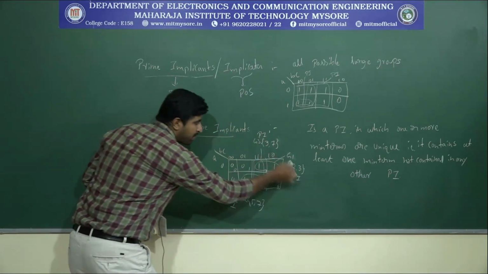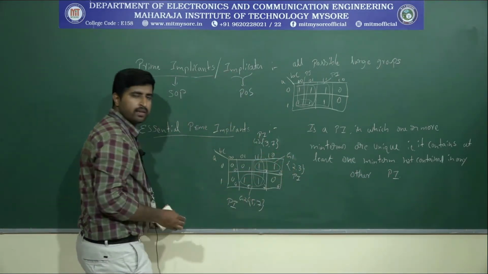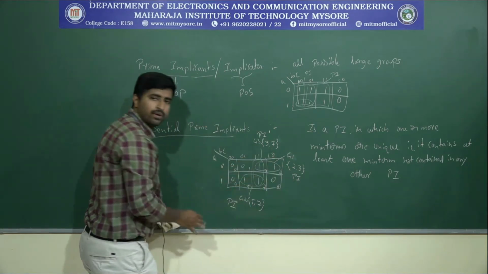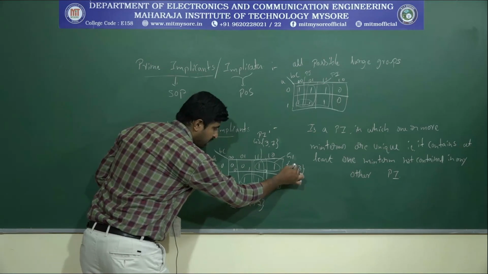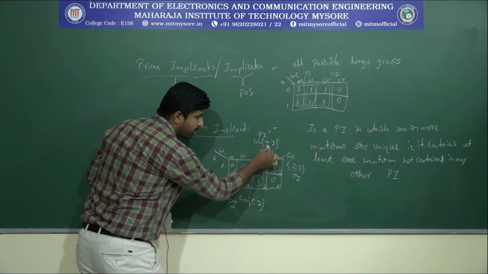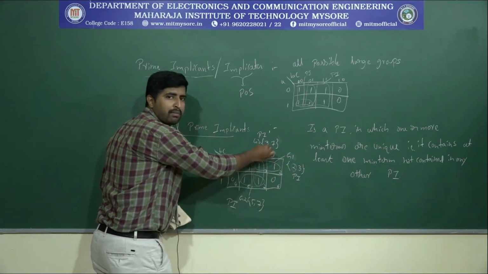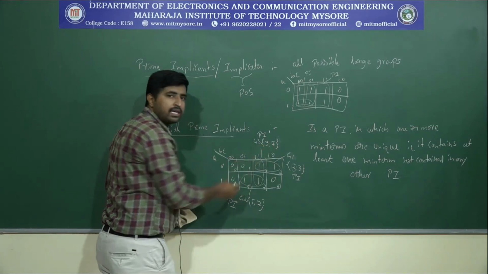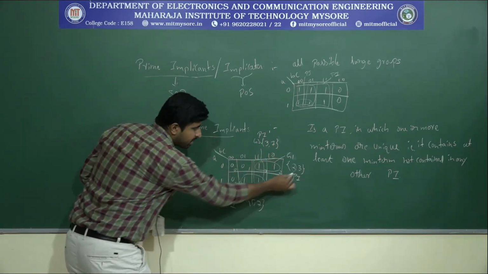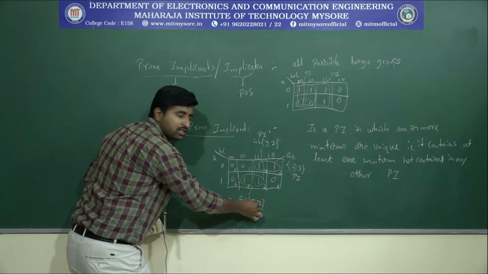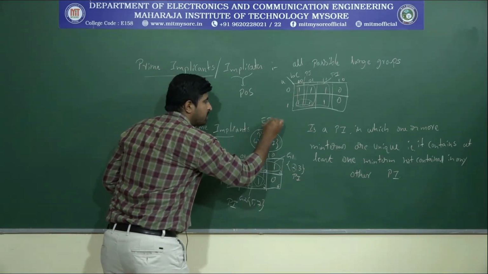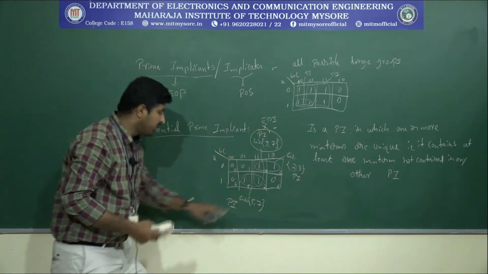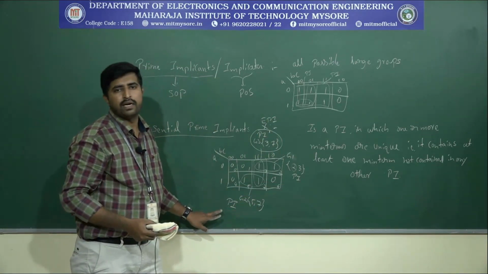If you see, the other prime implicants do not contain the 5. Even for the group with 2, the 2 won't be in any other group. But if you take this prime implicant, 3 and 7 are the min terms. 3 is available here and 7 is available here. So this is not an essential prime implicant. This is not an EPI, whereas these two are called EPIs.